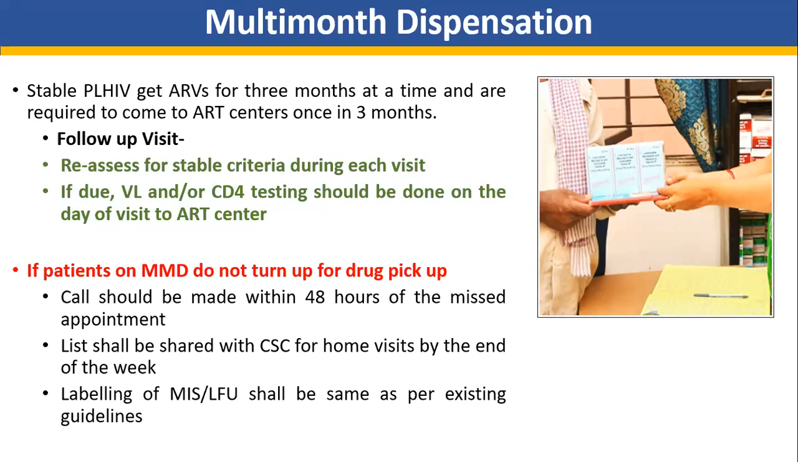And if a patient on multi-month dispensation does not turn up for their drug pickup on their due date, a call should be made within 48 hours of their missed appointment. This list can be shared with the care support centers for a home visit by the end of the week if the patient still has not come, and we can label such a patient as miss or LFU as per the existing guideline criteria. Like if the patient has still not come for a month, he will remain under the miss category. For the next month also miss category, and after 3 months this patient will be categorized as an LFU patient.